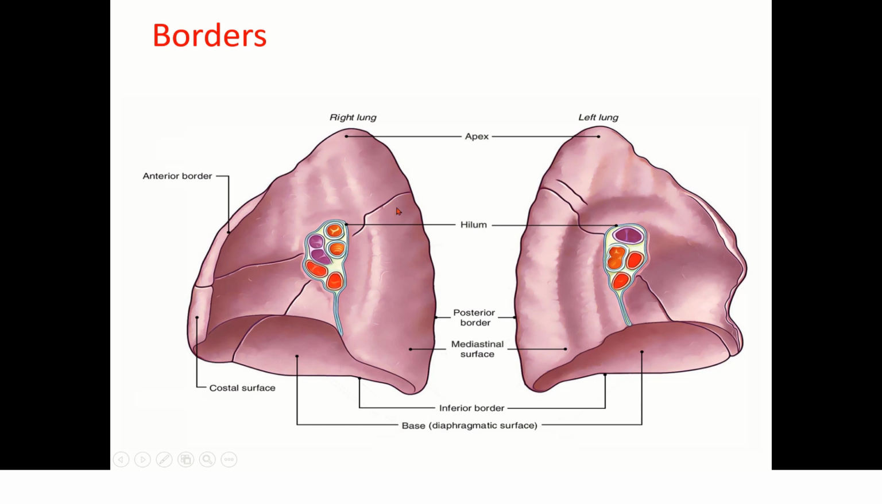Here you can see this is the oblique fissure, starting from posterior to the hilum on the medial surface, then it will cut the posterior border, then it will come across the costal surface, then again cuts and comes back to the hilum, and this will be the horizontal fissure. Here also you can see this is the oblique fissure.